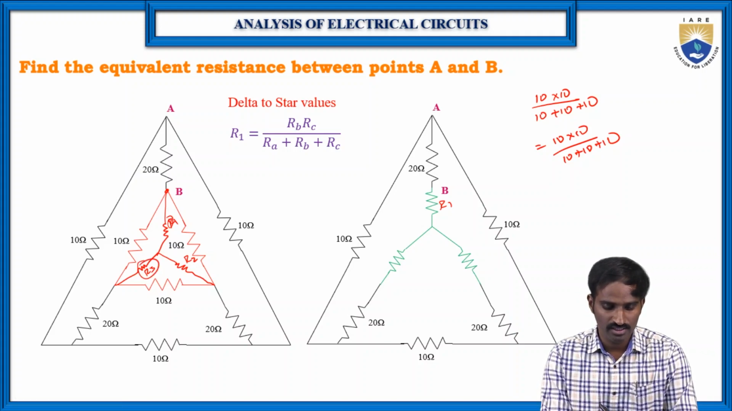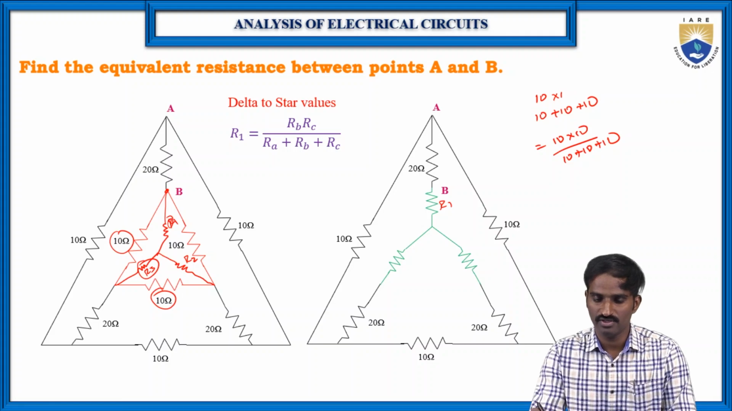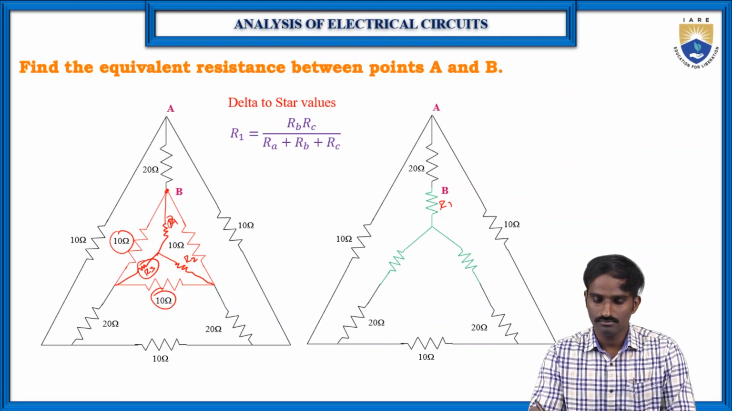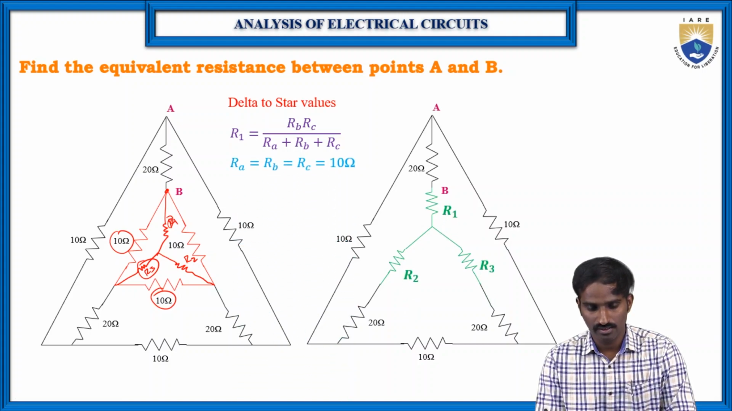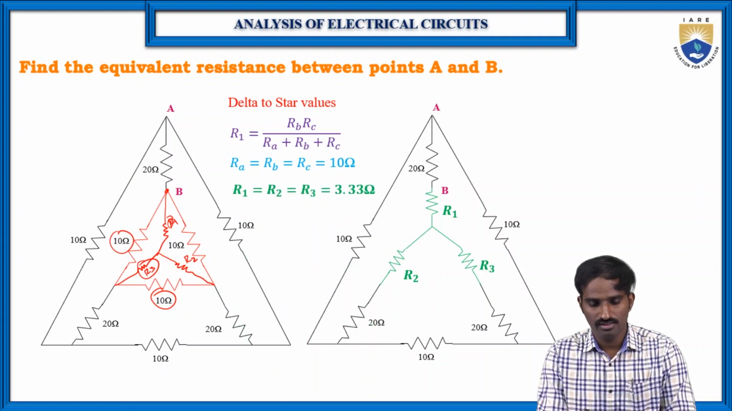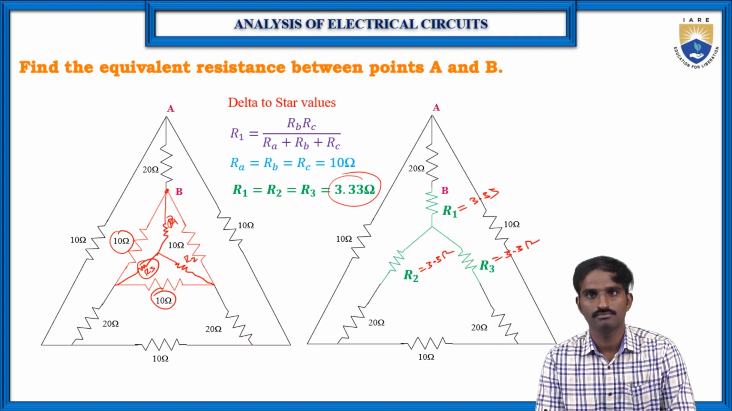If you want to find R3, what are the two other resistors connected to this particular node? 10 and 10. So that is 10 into 10 by the total resistance. Like this we can find the values of R1, R2 and R3. Because RA equals RB equals RC equals 10 ohms, R1 equals R2 equals R3, and you will get 3.3 ohms. So here R1 is equal to 3.3 ohms, R2 is also 3.3 ohms, and R3 is also 3.3 ohms.